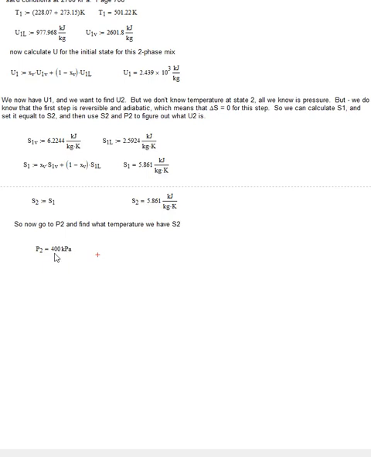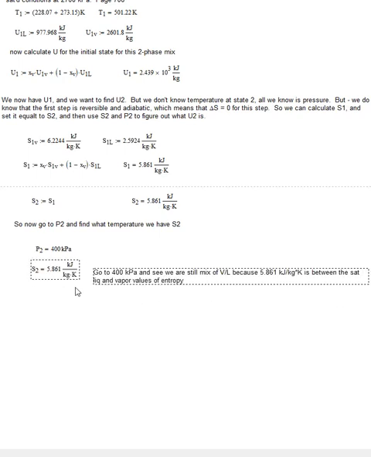Since this is a nice round number, I would still use a superheated steam table. I would go to 400 kilopascals, which is on page 696. So page 696, 400 kilopascals, and we need an entropy of 5.861. If I look at the entropy for saturated liquid, that's 1.7764. If I look at the entropy of saturated vapor, that's 6.89.